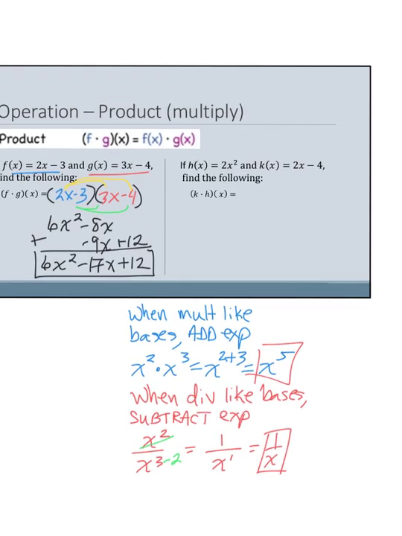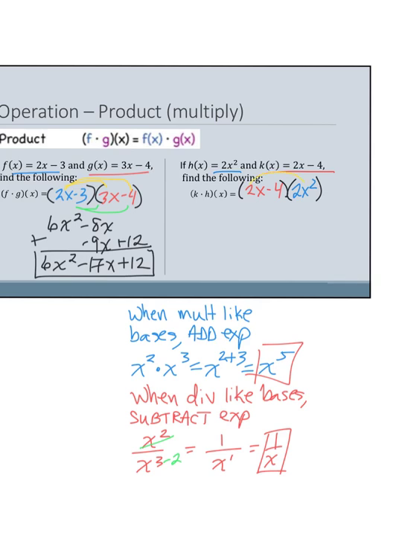This time we're going to take k times h. I'm going to put the h in blue and the k in red. My k comes first, so I've got 2x minus 4 times my h, which is 2x squared. It really doesn't matter what order you multiply, so if you put the 2x squared in front, that's fine.